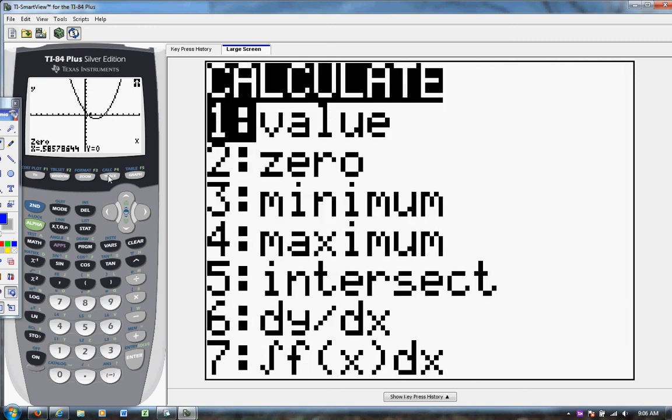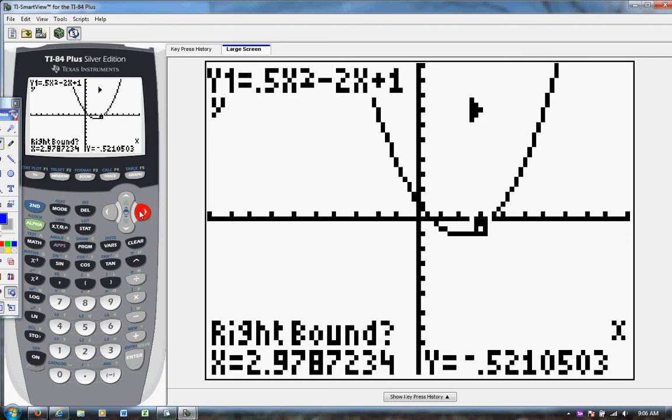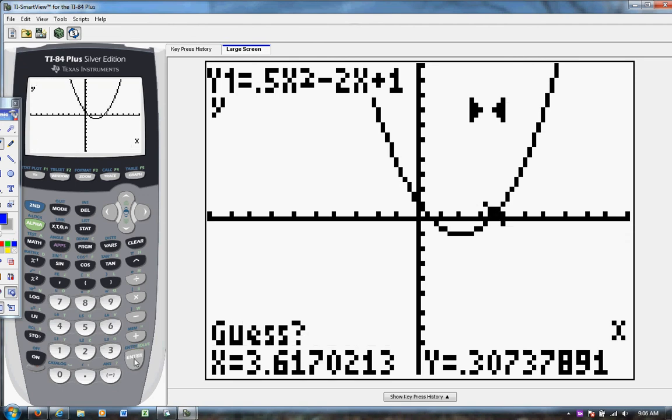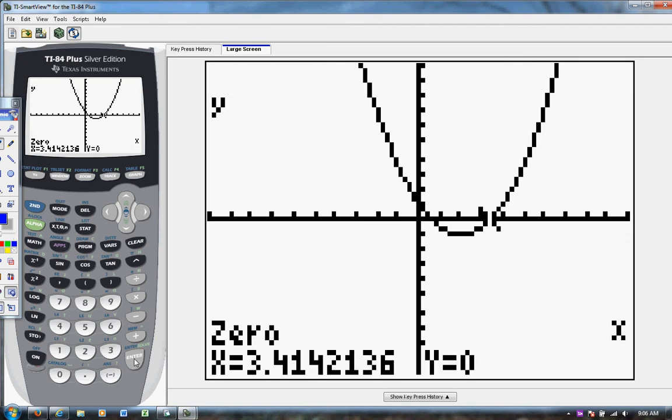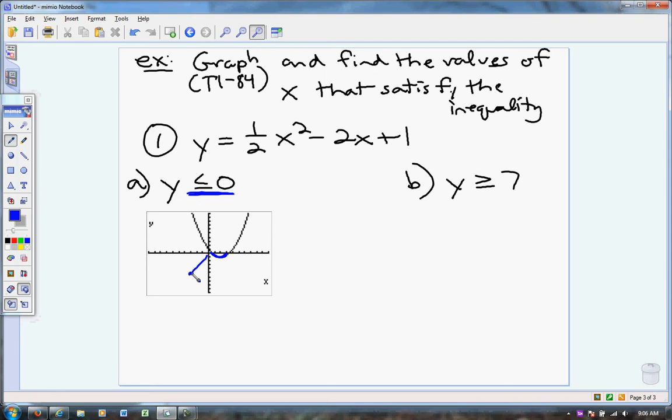I'm just going to go ahead and calculate the other one. Second, trace, 0. Move it to the left. Hit enter. Move it to the right of the 0. Hit enter. And hit enter again. 0.585 and 3.41. So this place is 0.585, and this place, this 0, is 3.41.